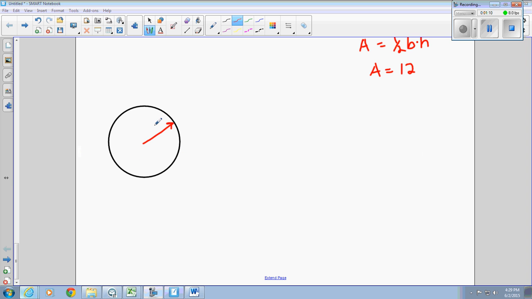Suppose we have a circle with a radius of, let's call it 5. Area for a circle is pi r squared. So area is equal to 25 pi. Or if you want to multiply out the pi, you'd get 78.5, roughly rounded.